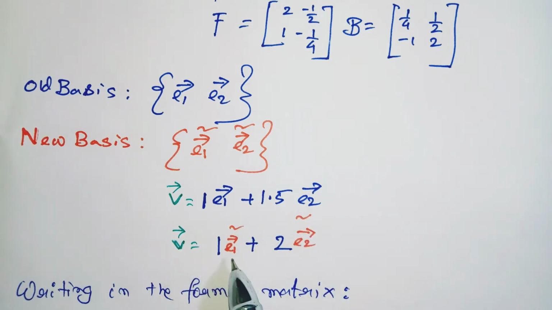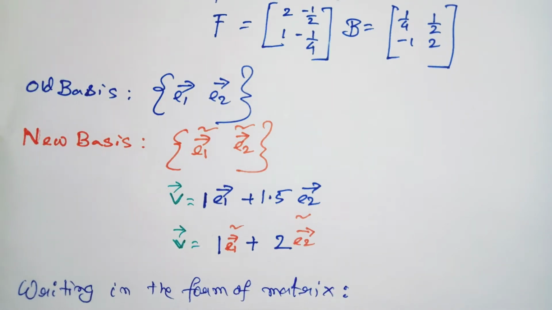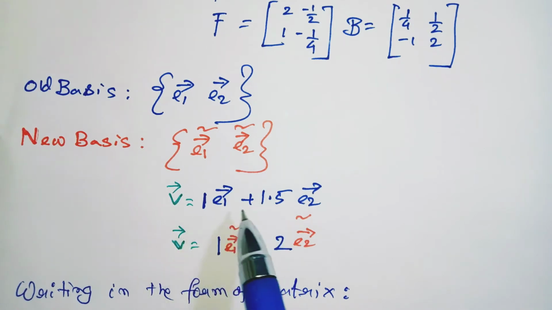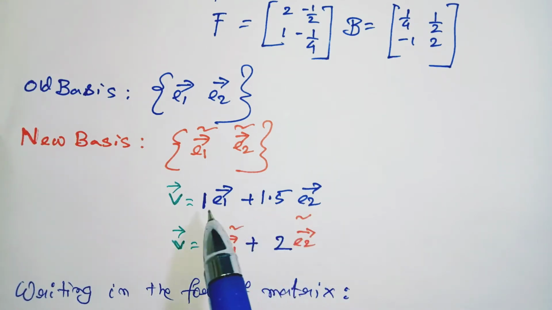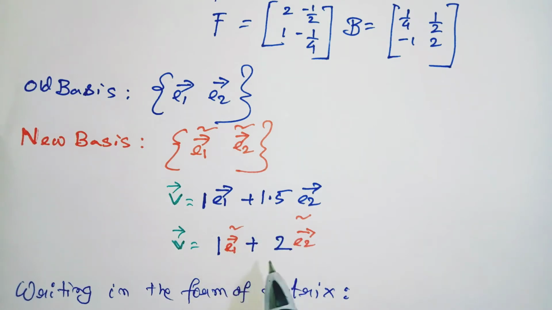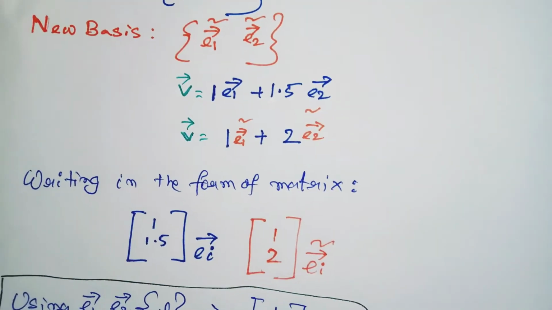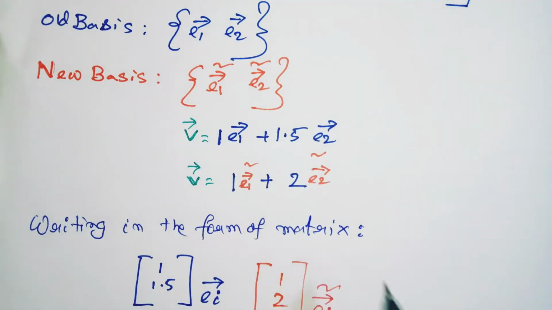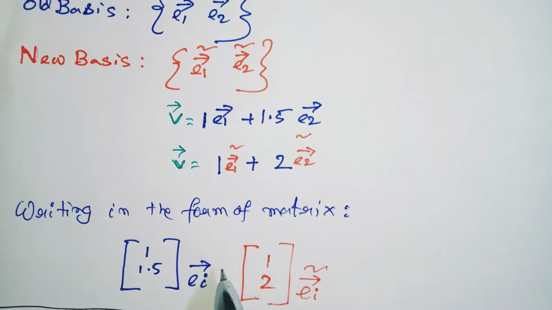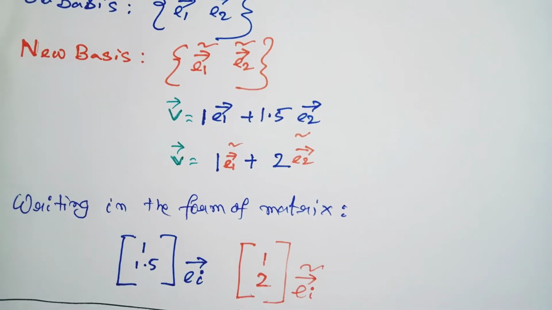For this vector, we need one copy of E1 tilde, the new vector, and two copies of E2 tilde. Just to bring your kind attention, E1 and E2, with 1 and 1.5, are the old ones, and E1 tilde and E2 tilde are the new ones. Once we have these values, we can write them in the form of a matrix. I have written Ei, which denotes the old one, and this is the new one, with the values 1, 1.5 and 1, 2 written in matrix form.